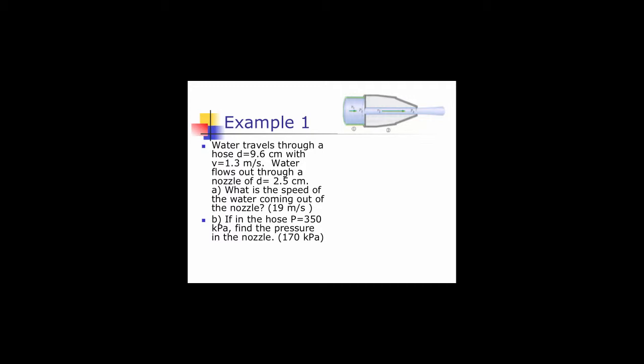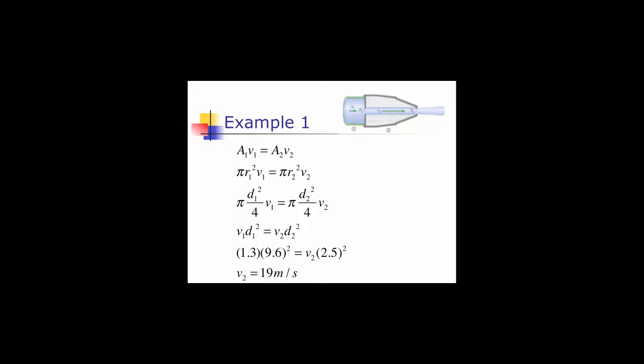And then we change the problem slightly. If in the hose the pressure is 350,000 pascals or 350 kilopascals, find the pressure in the nozzle. Okay. So what I would do first here is use the continuity equation. And here is the equation of continuity.